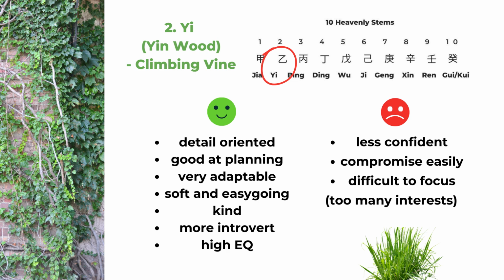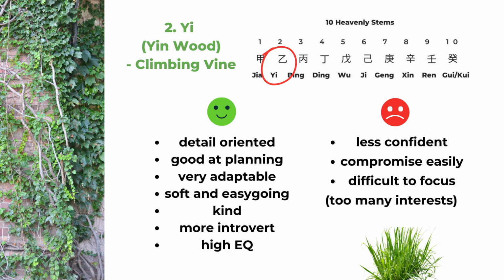The second one is Yi. Yi belongs to the yin wood or the weak wood. And the representing image is a climbing vine. So instead of a big independent tree, this one is a smaller plant that might be attached to other trees or other structures. If Yi is your day master, you are more detail oriented and you are good at planning and thinking, and you are very adaptable compared to the Jia type.